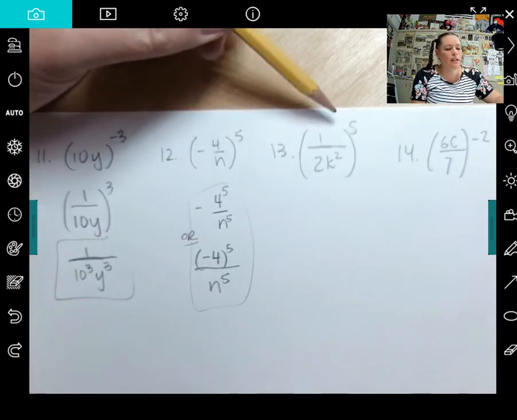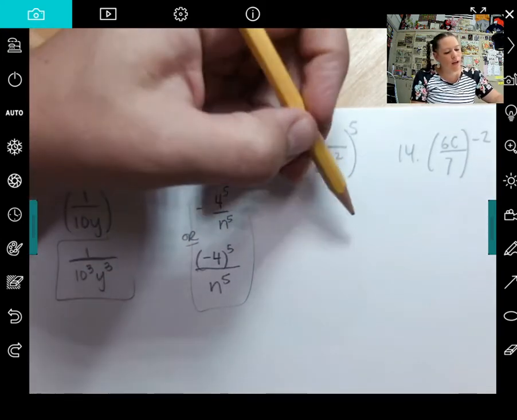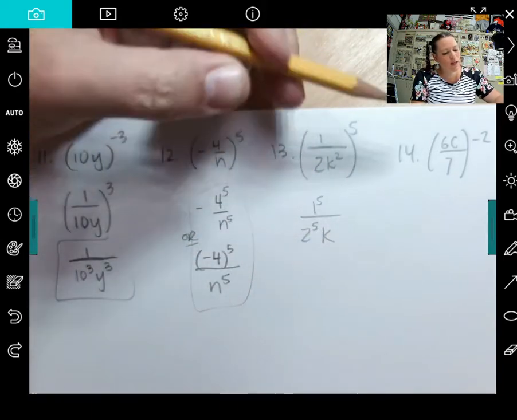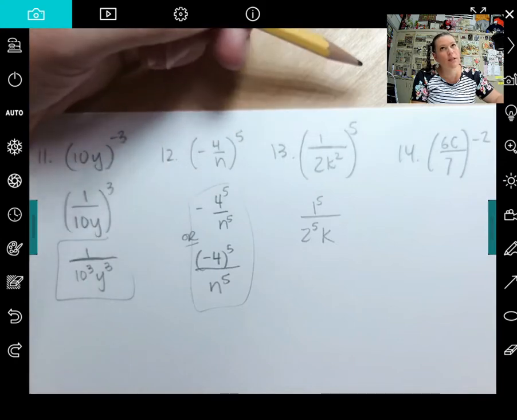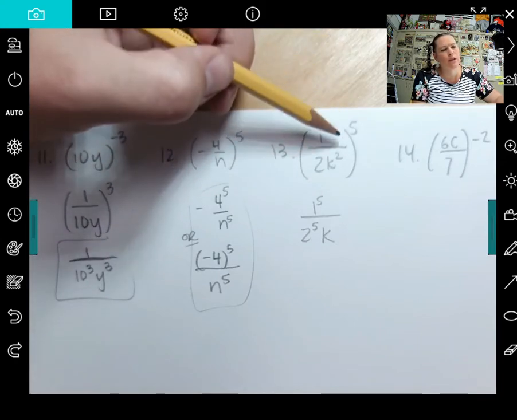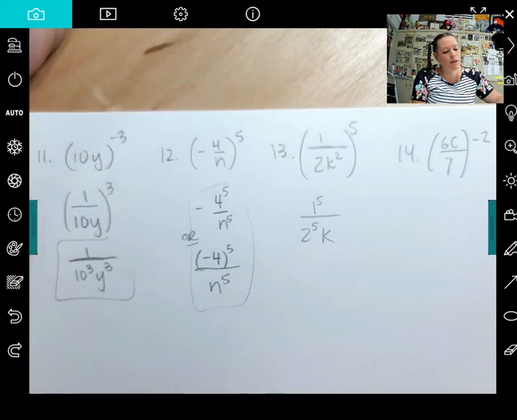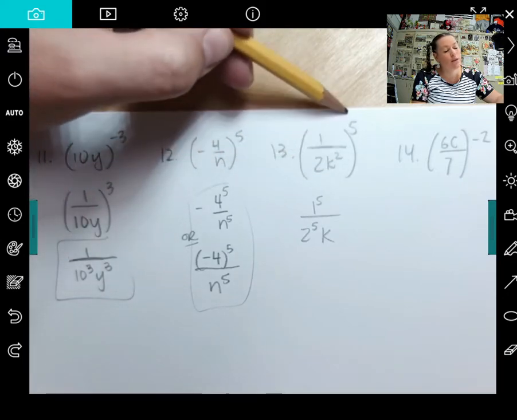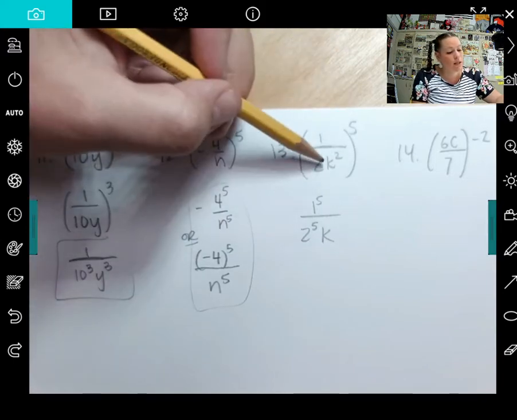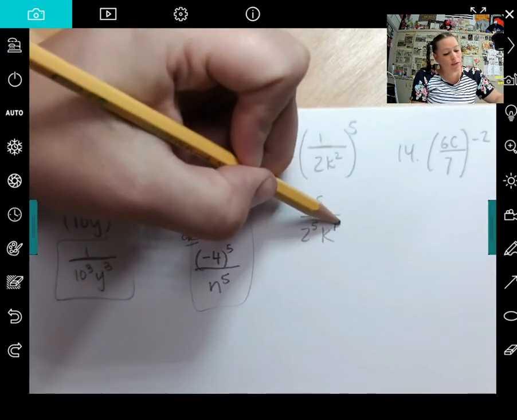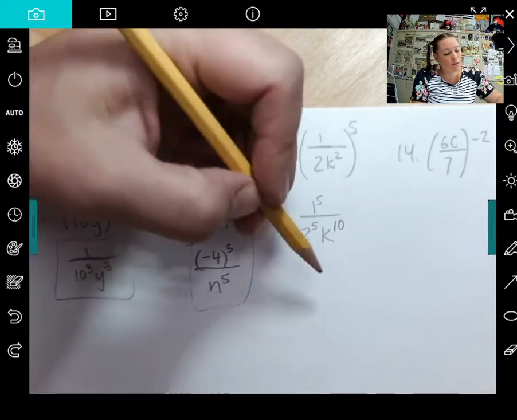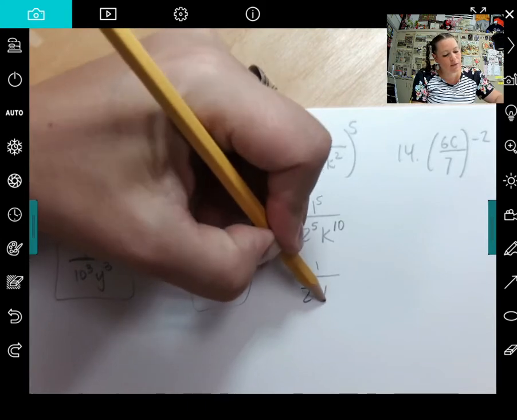For 13, go ahead and distribute that 5 in. So we'd have 1 to the 5th over 2 to the 5th k. And now we have this where we have to multiply. So the powers of a product, powers of a power, sorry. So k squared, 5 squared. Whoa, k squared to the 5th power. I'm sorry, I probably shouldn't be making a video today. I feel really tired. So we would multiply the 2 and the 5 to get a 10. And you can simplify this. You don't have to write 1 to the 5th power. So 1 over 2 to the 5th, k to the 10th.